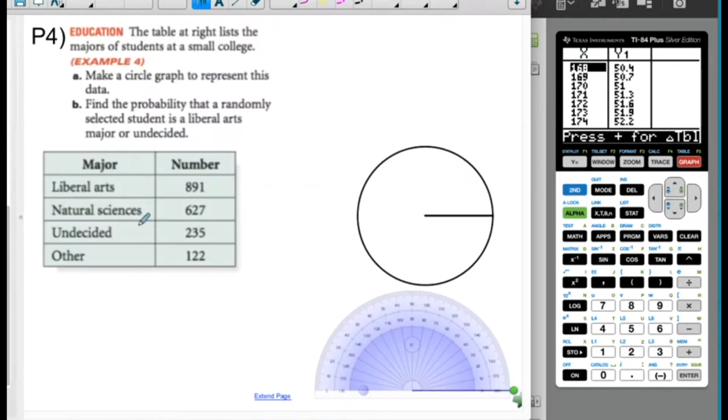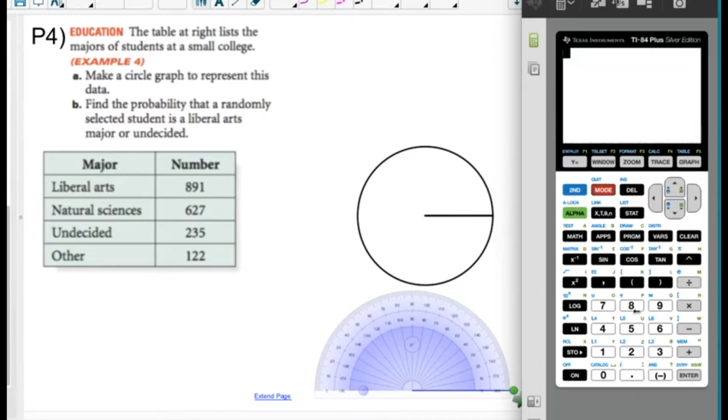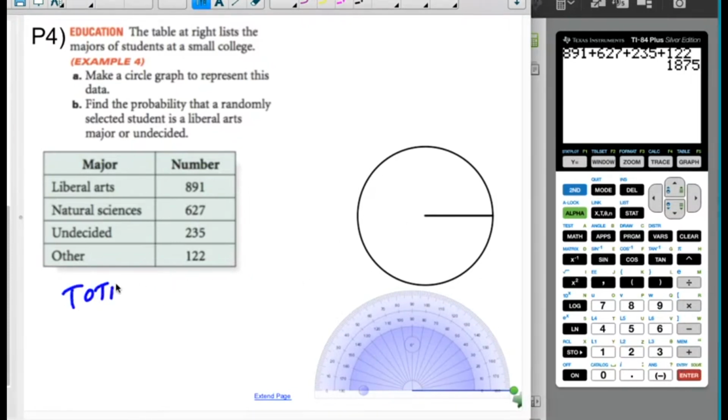The good news about this one is it's only 4 items, which is helpful, right? I do need to, in this case, find out what the total number of items are because I wasn't given that as a choice, right? So I am going to have to find the total. It's going to be 891 plus 627 plus 235 plus 122. It'd be nice if they gave me a nice number. It's not the best number, but it's not awful. So my total number is the 1875, right?